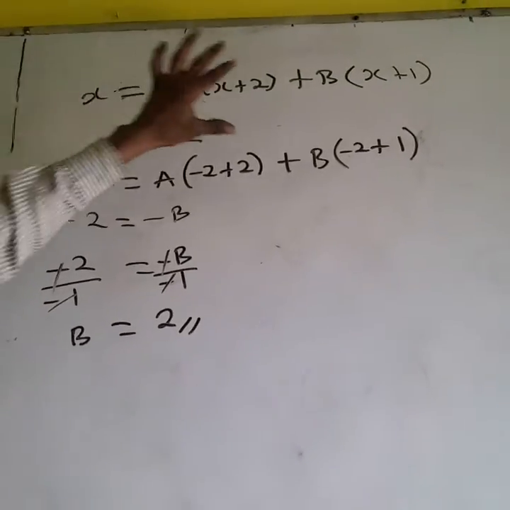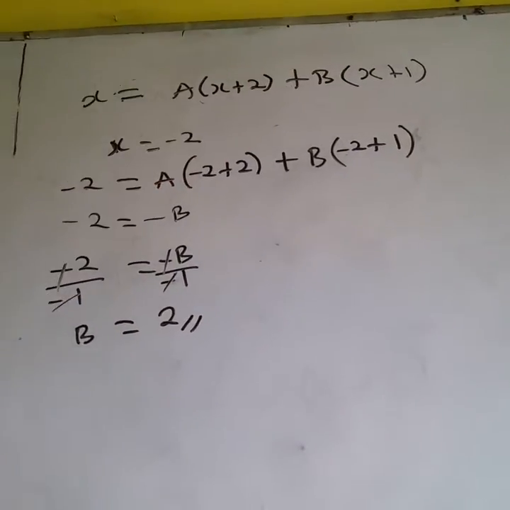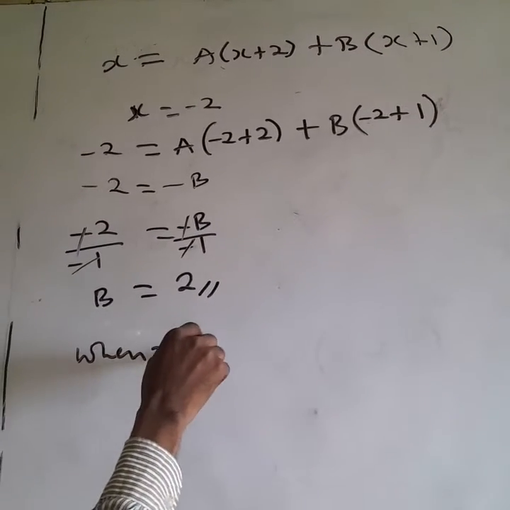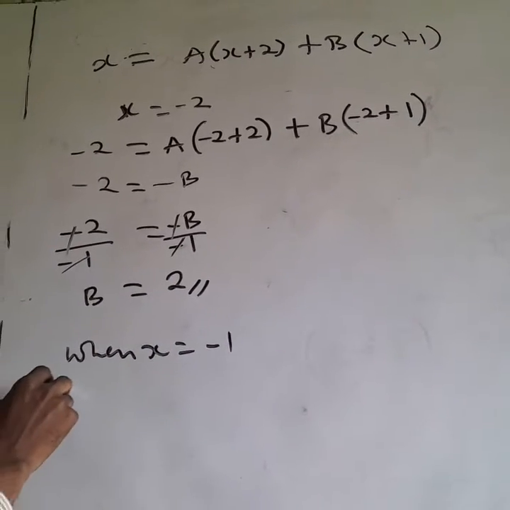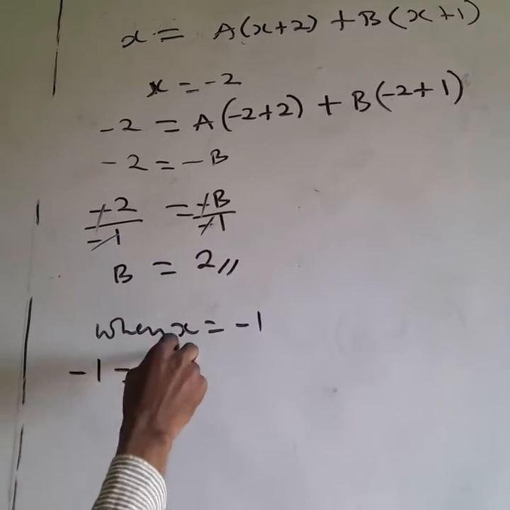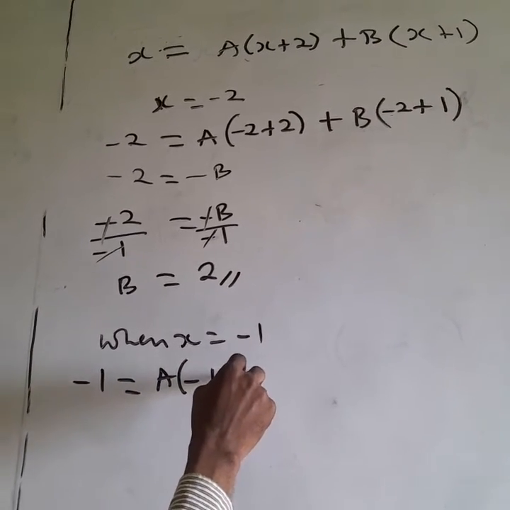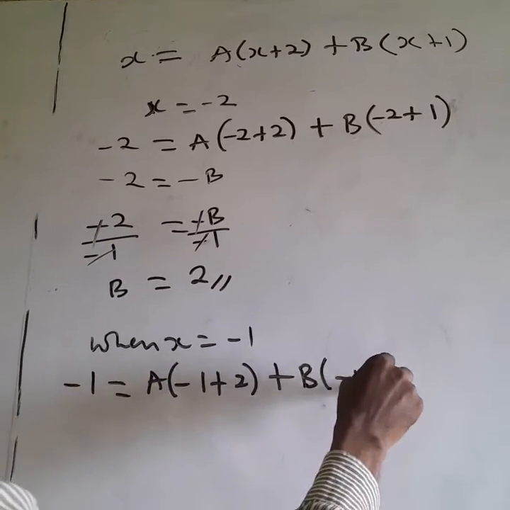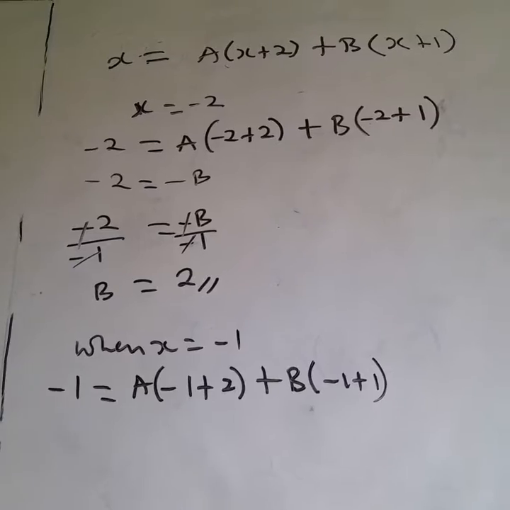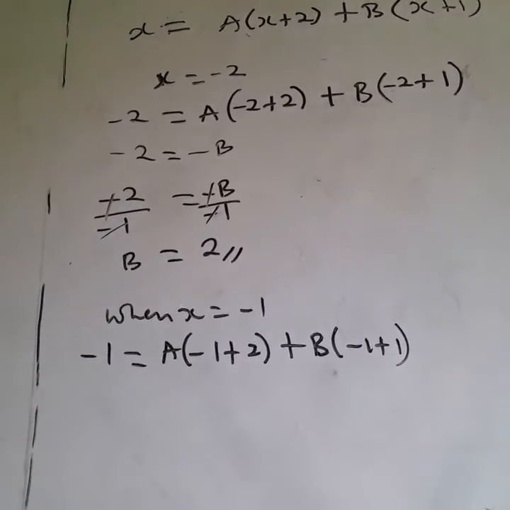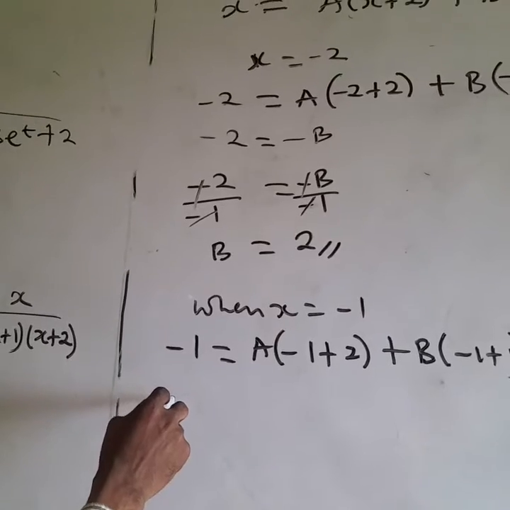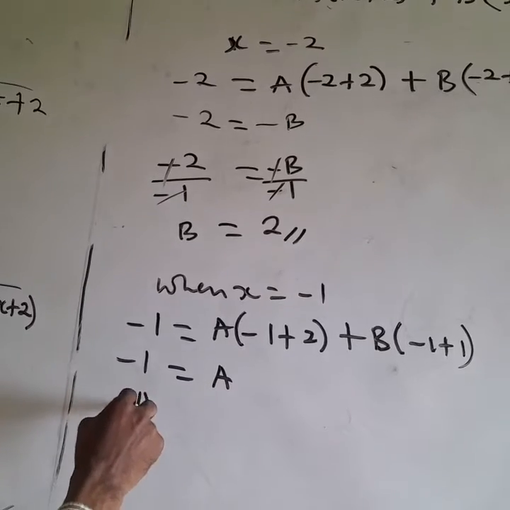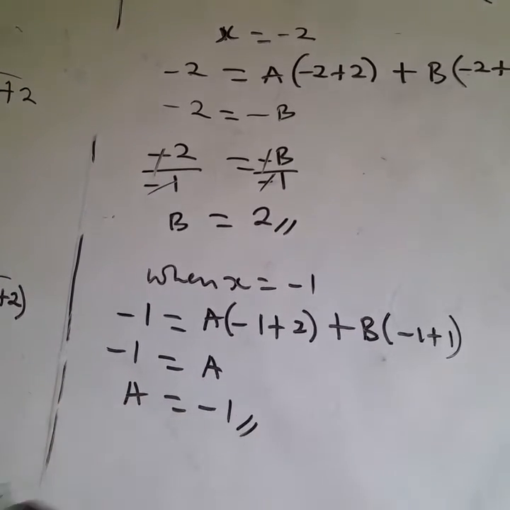Now what do we do to cover up B? Anywhere we see x, we put minus 1. So when x is equal to minus 1, minus 1 equals A into minus 1 plus 2, plus B into minus 1 plus 1. Minus 1 plus 1 is 0. Minus 1 plus 2 is 1, and 1 times A gives us A. So we have minus 1 equal to A, which means A is equal to minus 1.